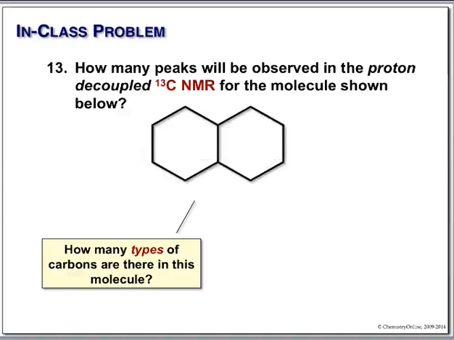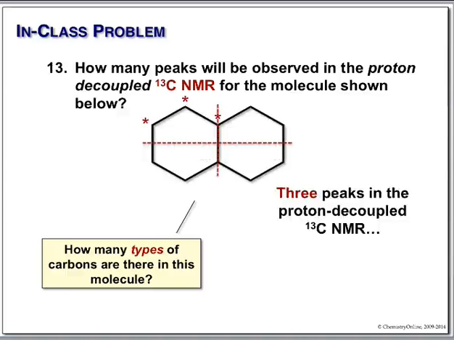If you draw it this way, it's very obvious we have a plane of symmetry across and a plane of symmetry up and down. So in terms of unique carbons, our tertiary carbon here is 1. Here we have a carbon next to our tertiary. This guy is next to the secondary. 3 peaks in the NMR. Symmetry exercises can be really fun.